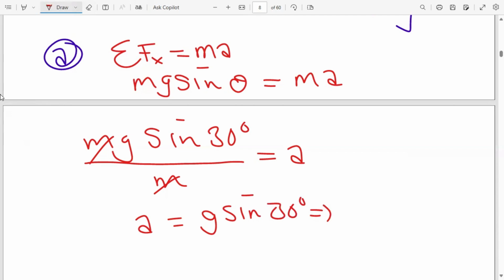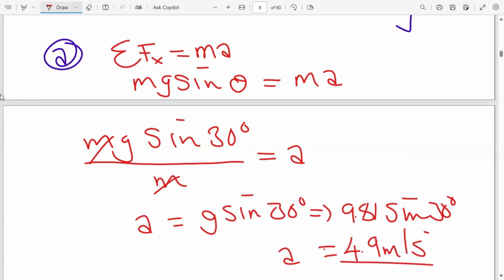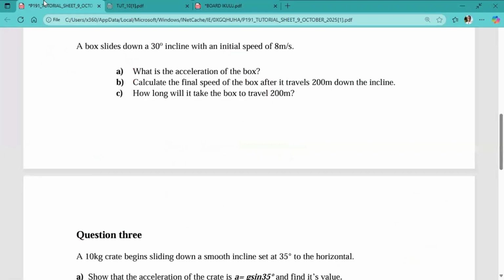We can just plug this in. Gravity is 9.81 times sine 30 degrees, and this gives an acceleration equal to 4.9 meters per second squared. So this is the value of acceleration that the box is going to slide with on this particular incline.